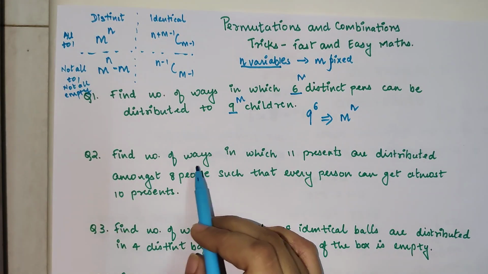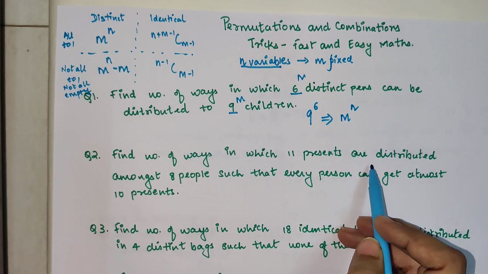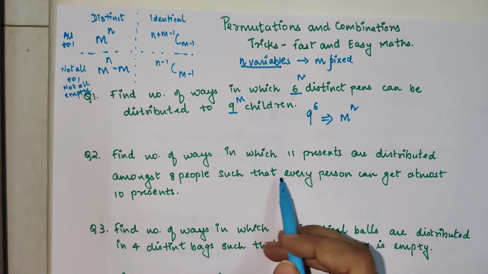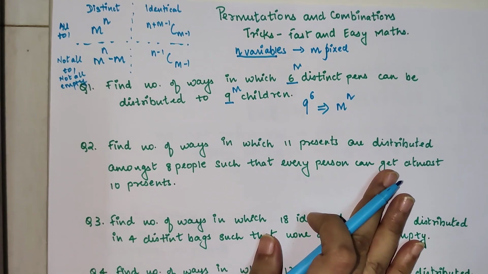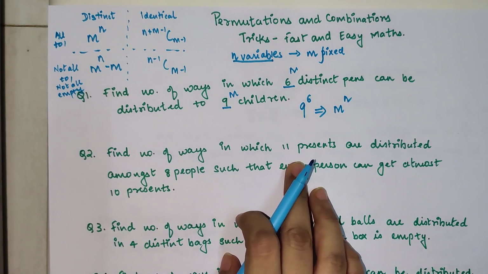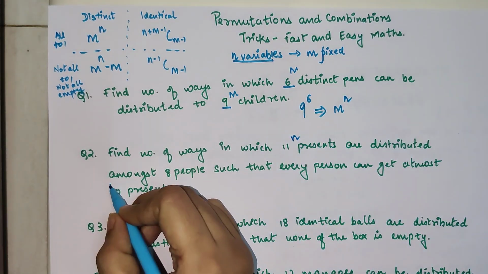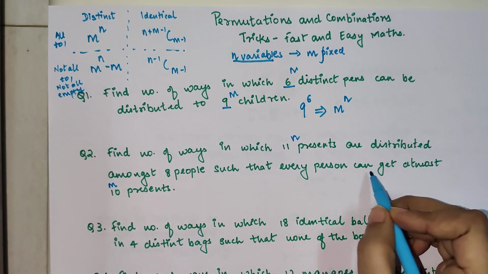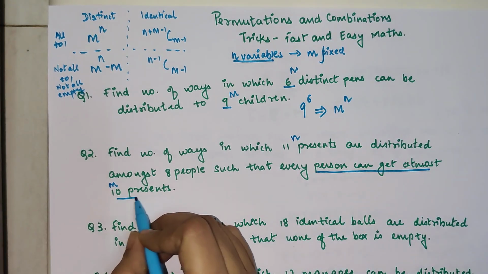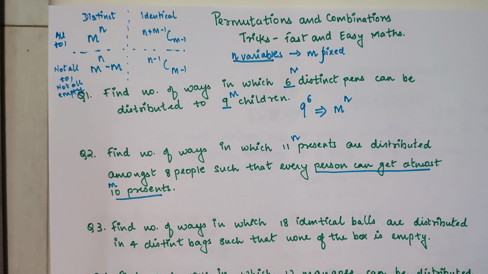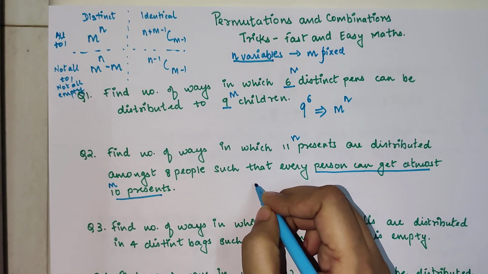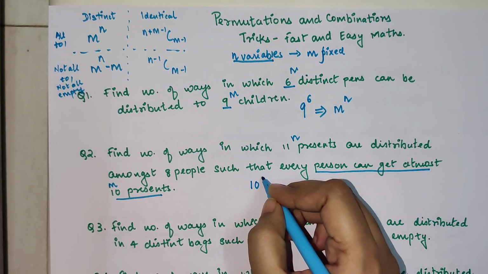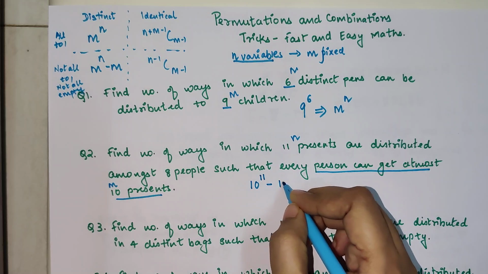Okay, so the next one, find the number of ways in which 11 presents are distributed amongst 8 people such that every person can get at most 10 presents. So now this is my n and this is my m, and here they have said that every person can get at most 10 presents, meaning that all the presents cannot be given to one single person. So for this one you will say 10 raised to 11 minus 10.